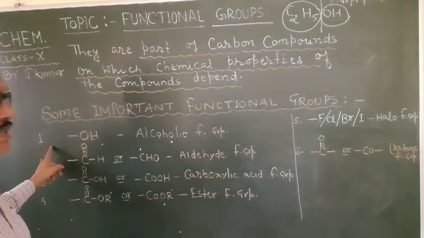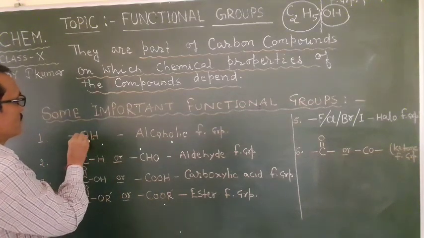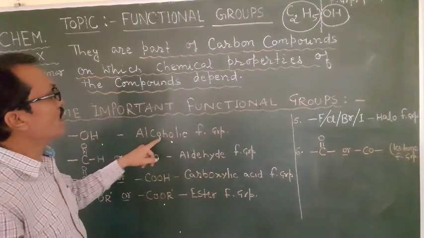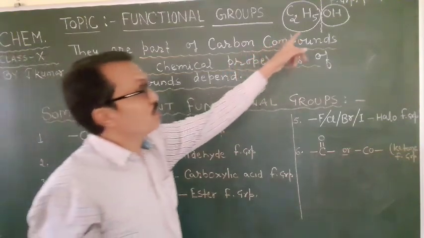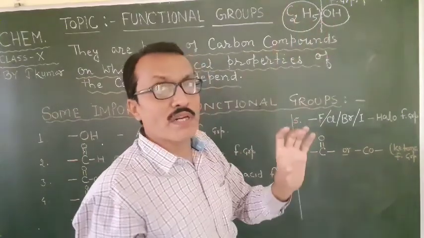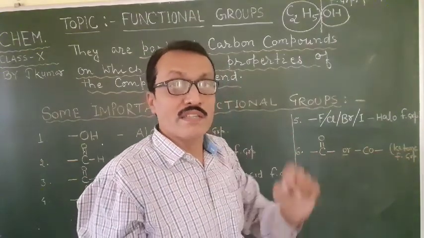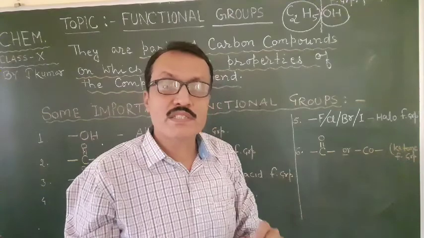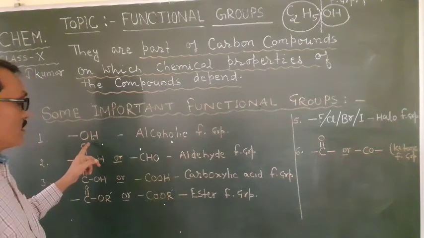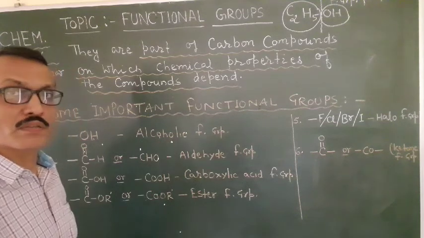Number one, the first functional group is OH. This is a bond. Students, this is a bond, bond OH. And this functional group is known as the alcoholic functional group. As you are looking here, students, in the example C2H5OH, C2H5 is the hydrocarbon part and OH is the functional group. And this OH functional group is known as the alcoholic functional group.